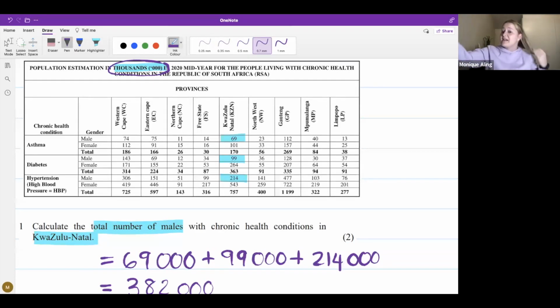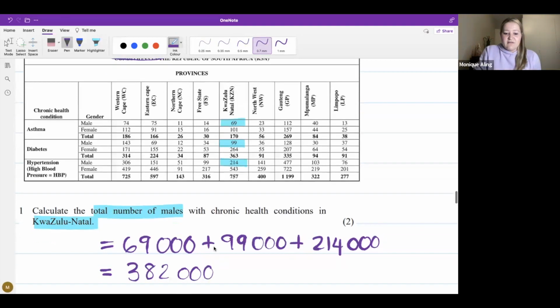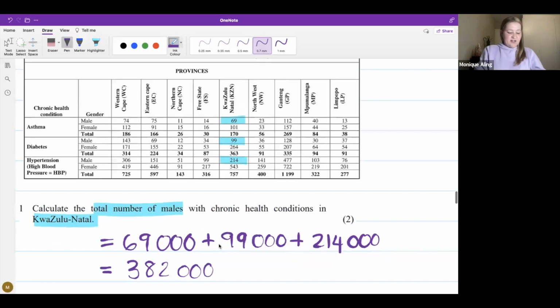Sometimes they can say in millions. They like to do that also with graphs. I calculated all 3 times 1,000. Yeah, that's fine. Can do it that way as well. Because that's just adding 3 zeros at the end.